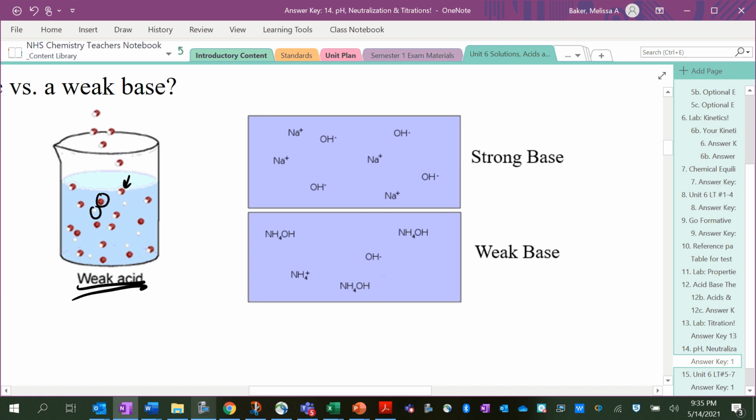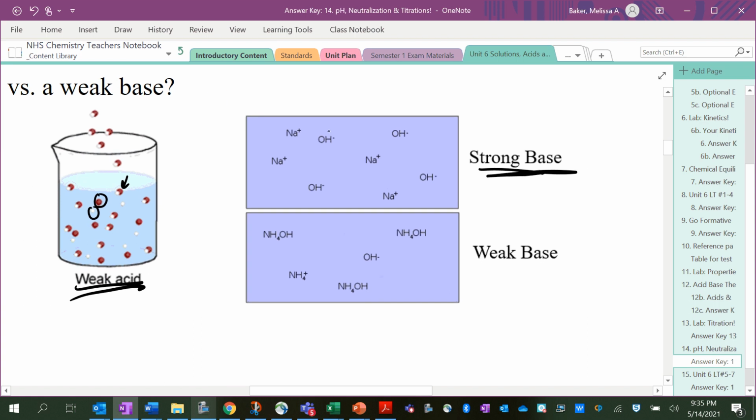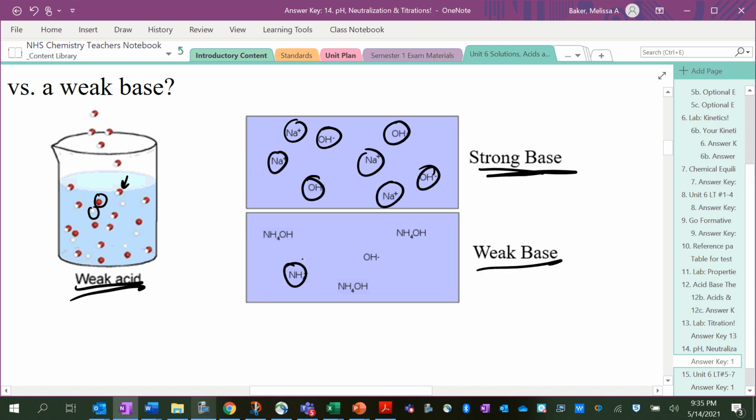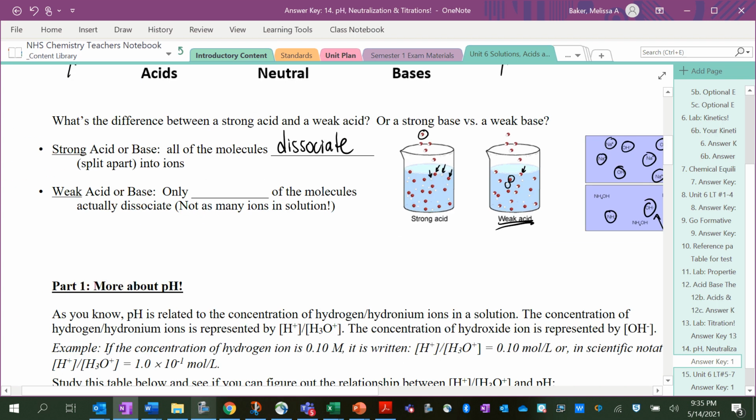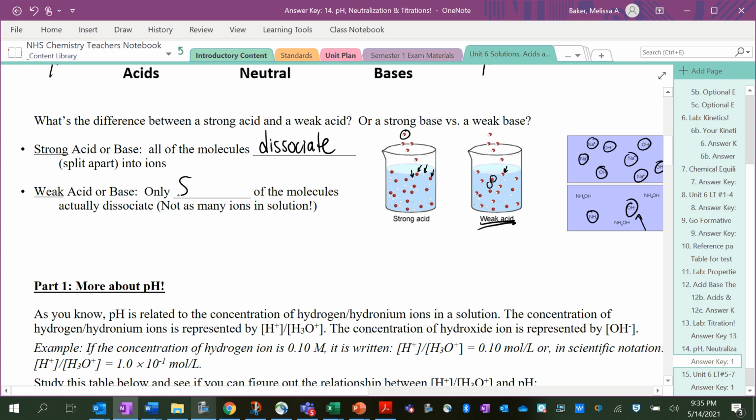Same for a base. Here's a strong base. Notice in solution, all of the Nas and the OHs are broken apart. But in a weak base, maybe only one breaks apart. So not as many hydroxide ions in solution. So weak acid or base, only some of the molecules actually dissociate.